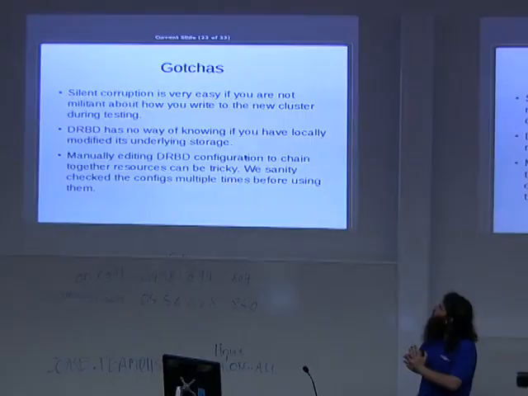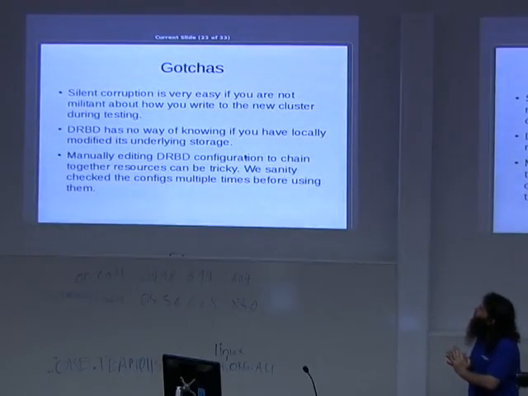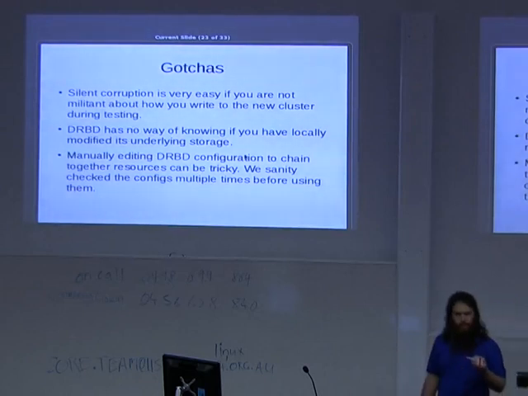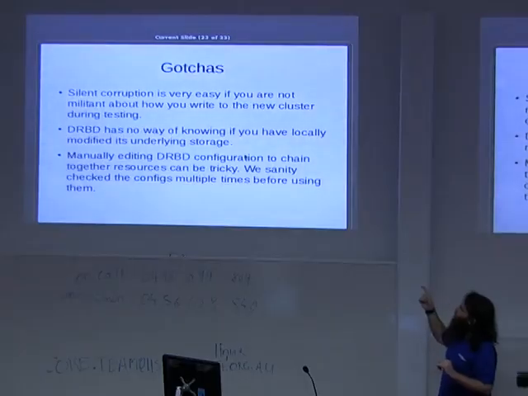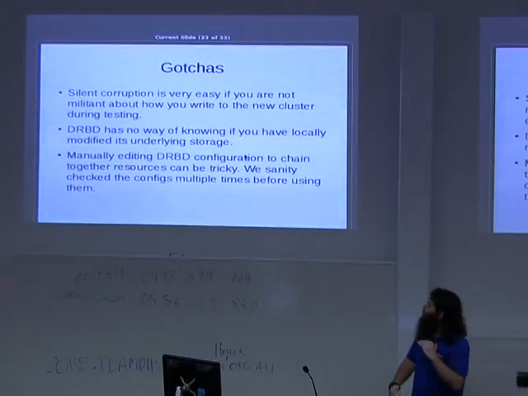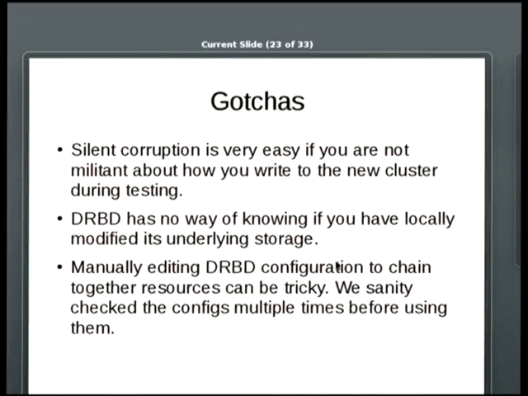Okay, so some gotchas we had to look out for. Silent corruption is actually very, very easy. Remember what I said about chaining DRBD resources together: you only care about the data moving in one direction. Because of that, anything that you write to the volume that's underlying DRBD on cluster 2 is not going to get replicated back to cluster 1. So when testing, you have to be very, very careful about what you write to.